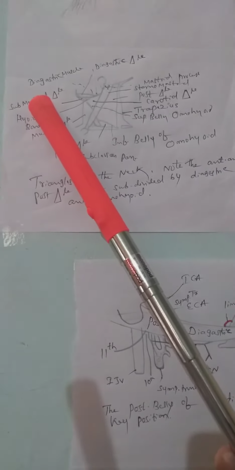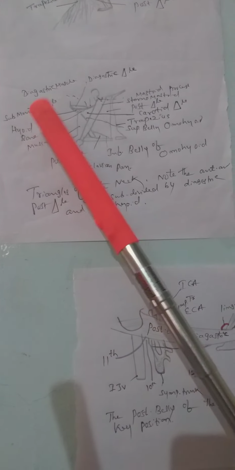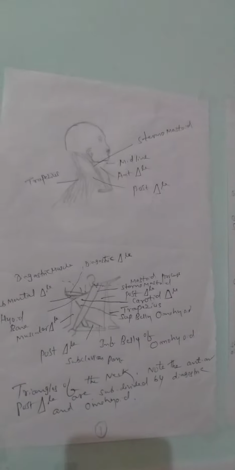And there is an angle between the anterior belly of digastric. The triangle formed between the two anterior bellies of digastric is called the submental triangle. And one more triangle is there, that is the digastric triangle. Digastric triangle is between the anterior belly, posterior belly and the sternohyoid.